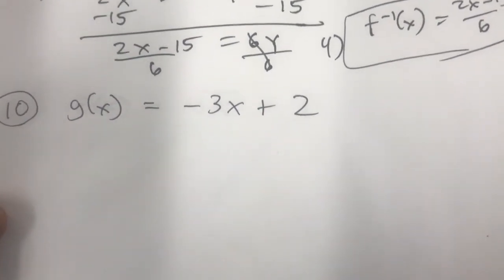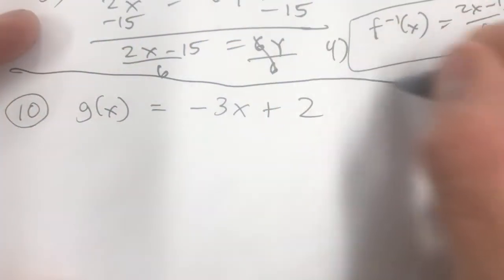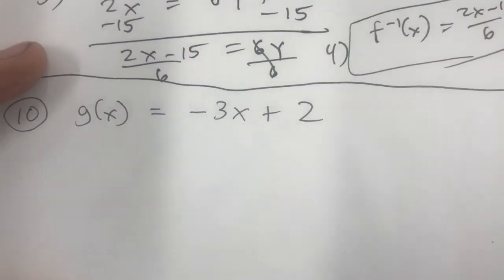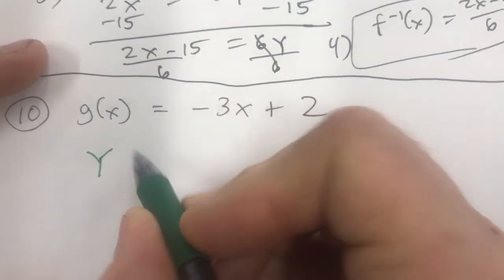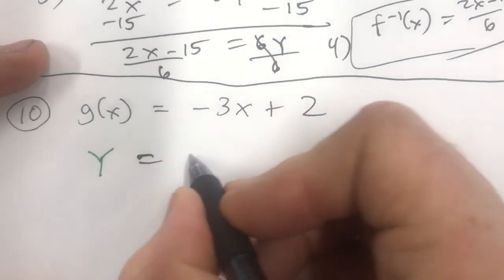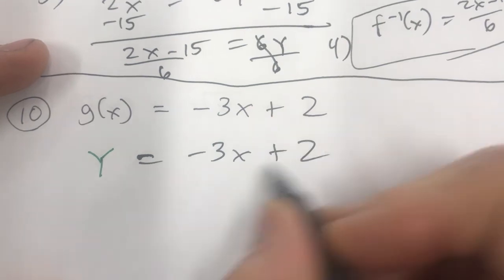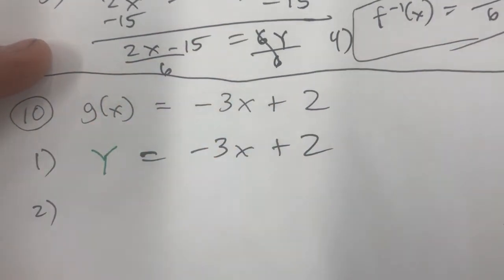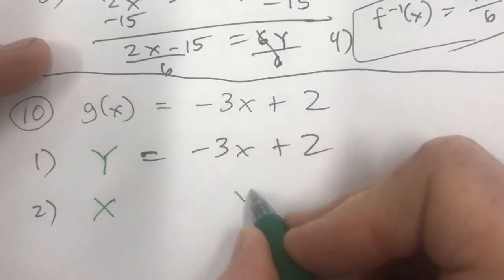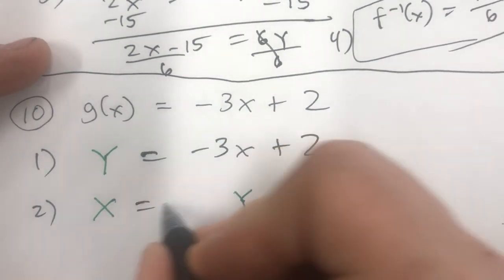All right, number 10 here, and this one looks like an easier one. So right here, this is going to be y equals negative 3x plus 2. That's step 1. Step 2, I'm going to swap them, so this is x now, and this is y over here now, so it looks like this.